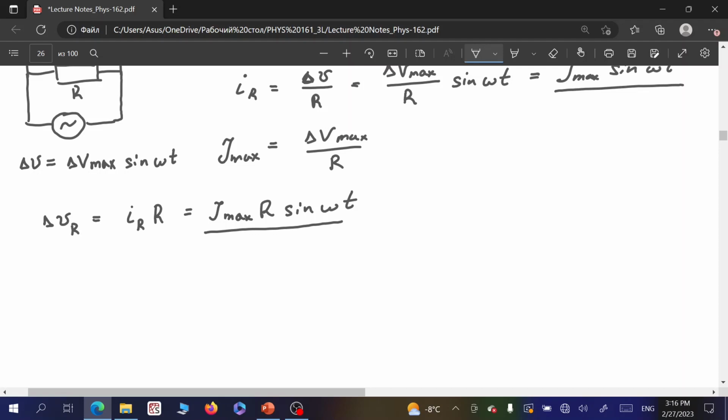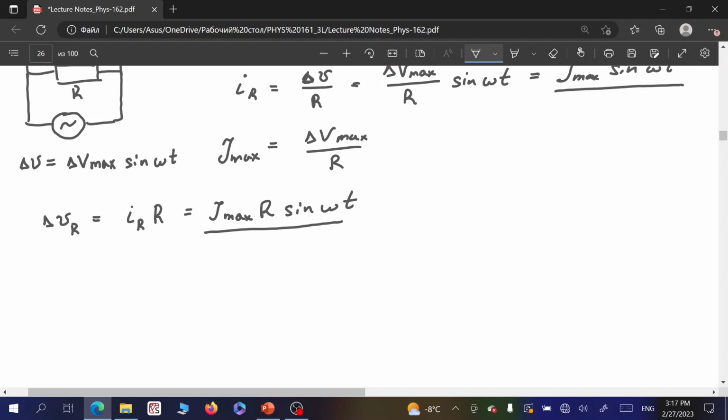Because if we consider the average current, what will be the average current for the AC case over one period? We have half of the period with positive current and the other half with the same magnitude but negative current. So if we get the average, we get zero. That doesn't make sense. So that's why we need to operate with the power which is delivered by this current to the electric circuit.